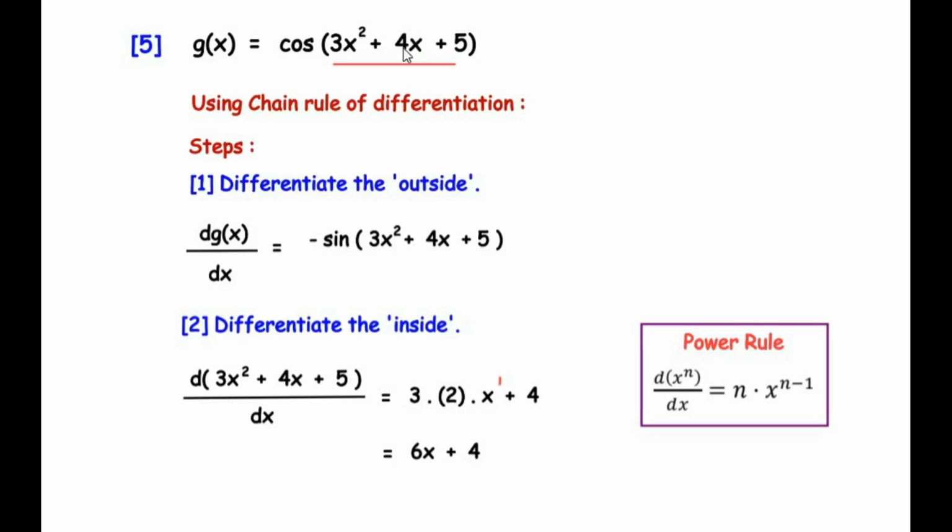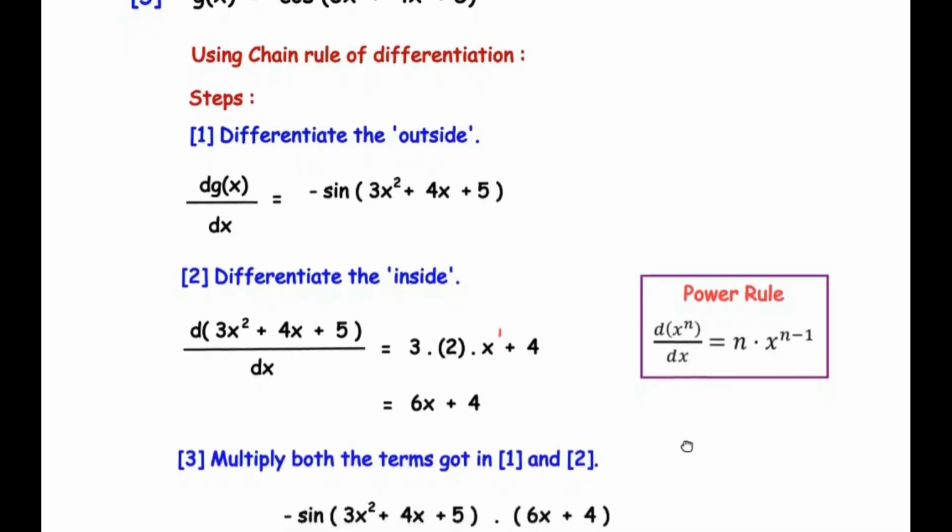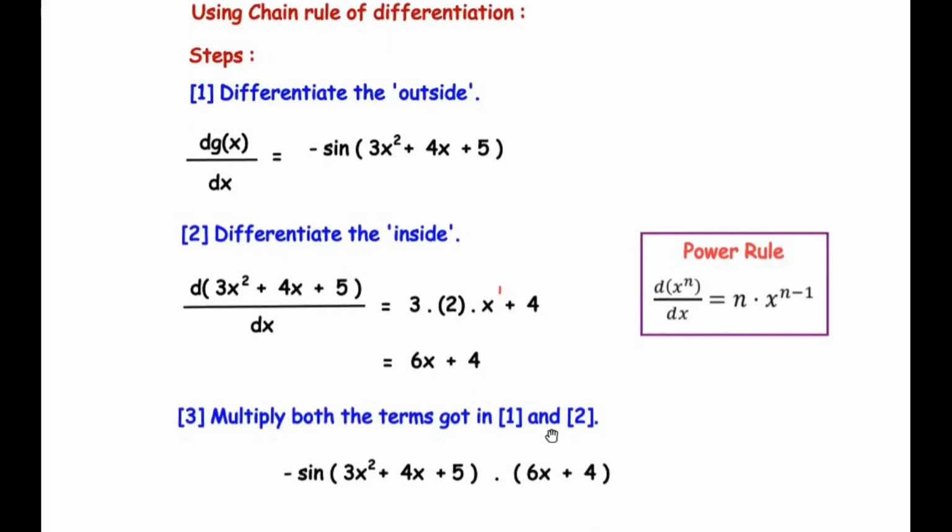Now differentiating the second term, the differentiation of 4x is going to be 4, and 5 is a constant, and differentiation of a constant is 0. So here the differentiation of the inside becomes 6x plus 4. Now moving on to step number 3. So step number 3 is multiplying the terms got in step number 1 and step number 2.